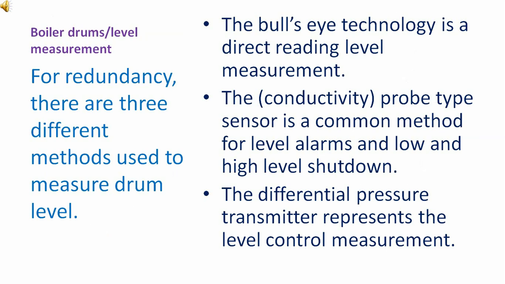For redundancy, there are three different methods used to measure drum level. The bull's eye technology is direct reading level measurement. The conductivity probe type sensor is a common method for level alarms and low and high level shutdown. The differential pressure transmitter represents the level control measurement.